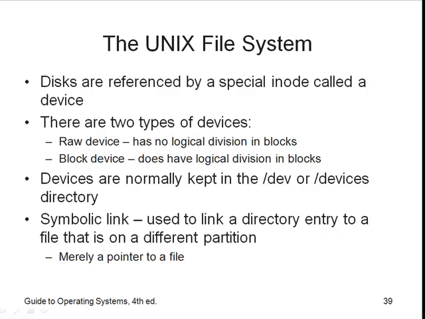The Unix file system disks are referenced by a special inode which we call a device. And there are two types of devices: a raw device, which has no logical division in blocks, or a block device, which of course does have a logical division in blocks. Now, devices are normally kept in the /dev folder, which stands for devices. The symbolic link, as I said before, is used to link a directory entry to a file that's on a different partition. It's simply a pointer.